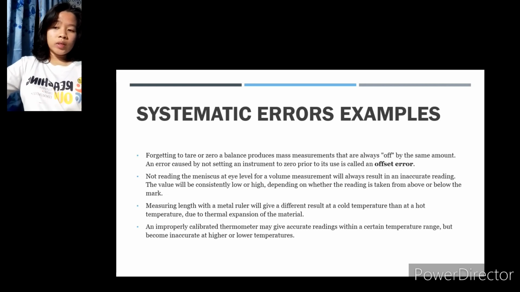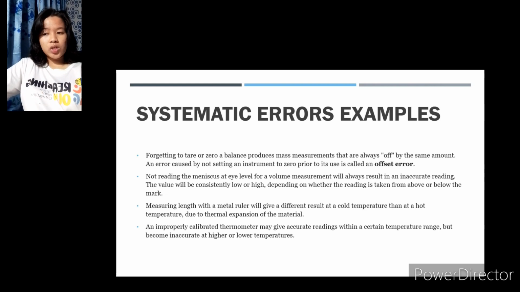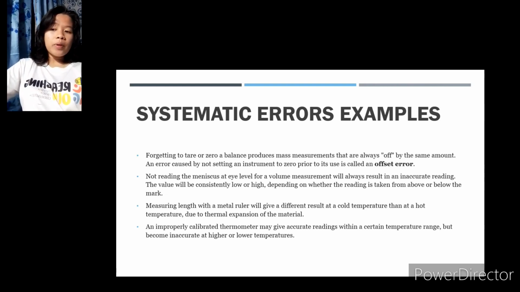Number 3, measuring length with a metal ruler will give different results at cold temperatures than at hot temperatures due to thermal expansion of the material. And number 4, an improperly calibrated thermometer may give accurate readings within a certain temperature range but become inaccurate at higher or lower temperatures.